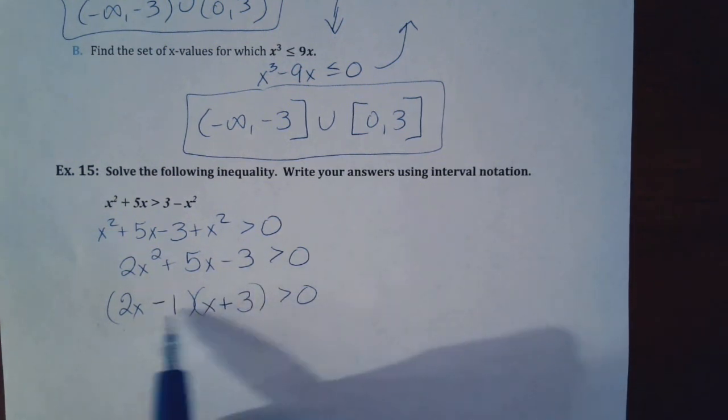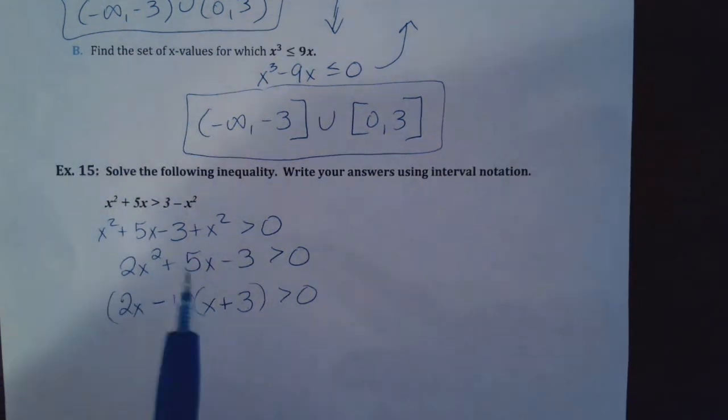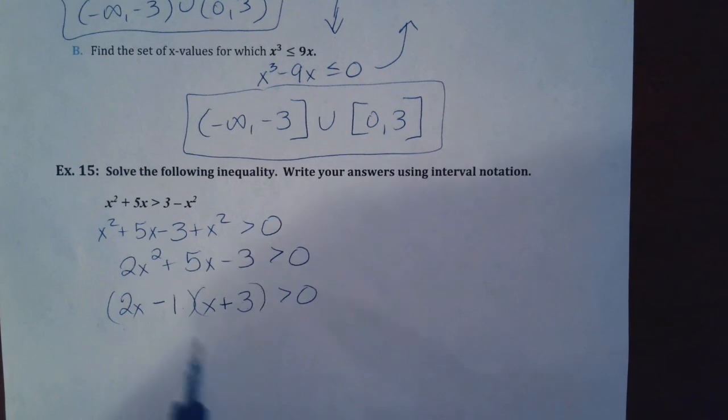There's only one way to get back the way you started. So if you have your signs wrong, or if you have the 3 and the 1 in the wrong place, you will not get that when you multiply it out. So it's a good idea to check if you're not feeling too confident on your factoring skills.